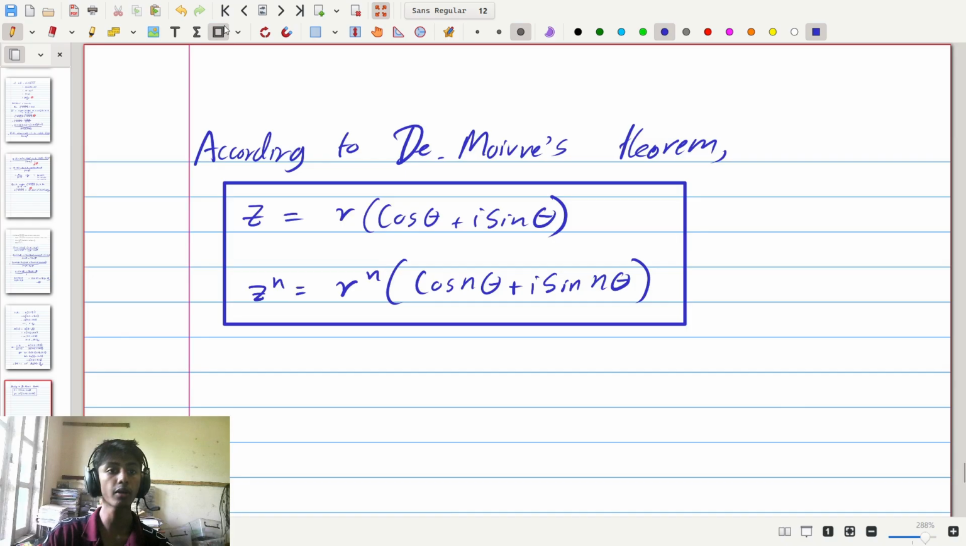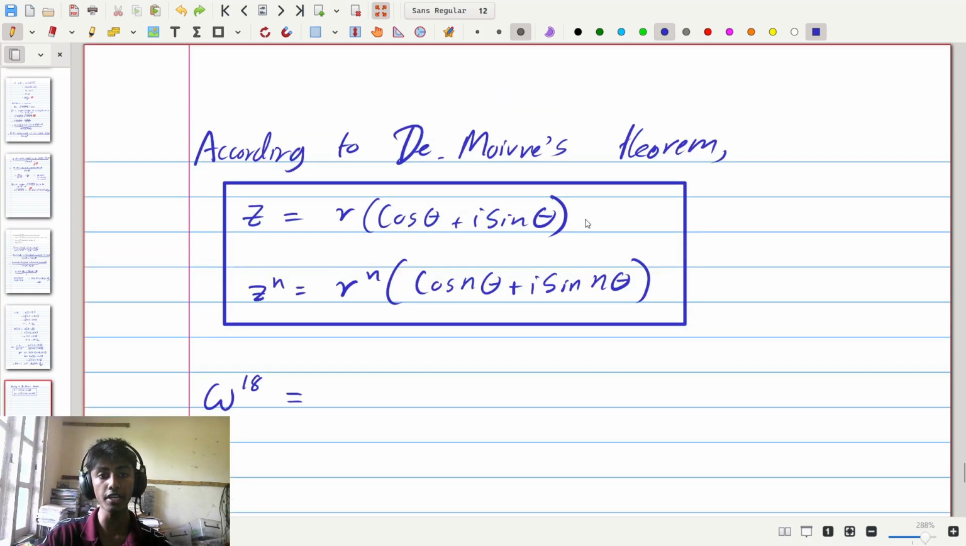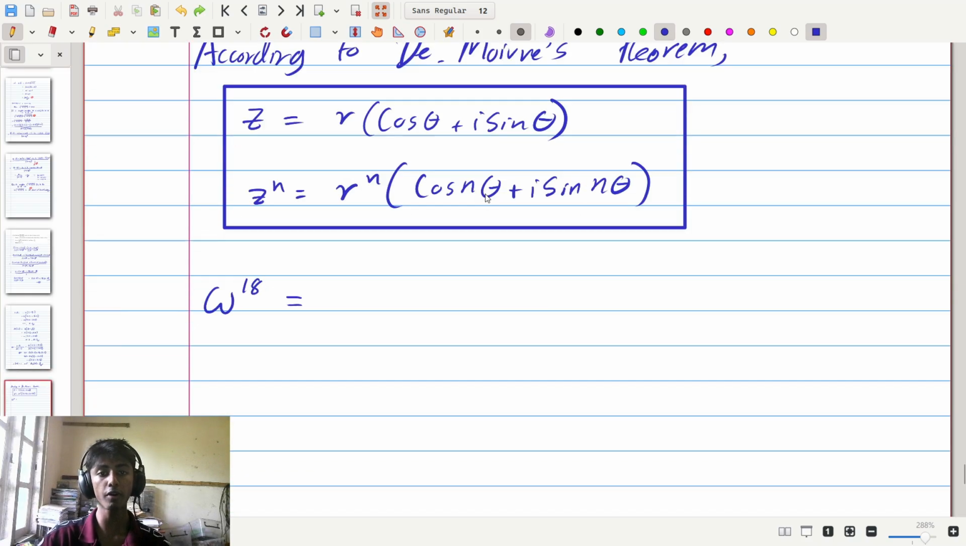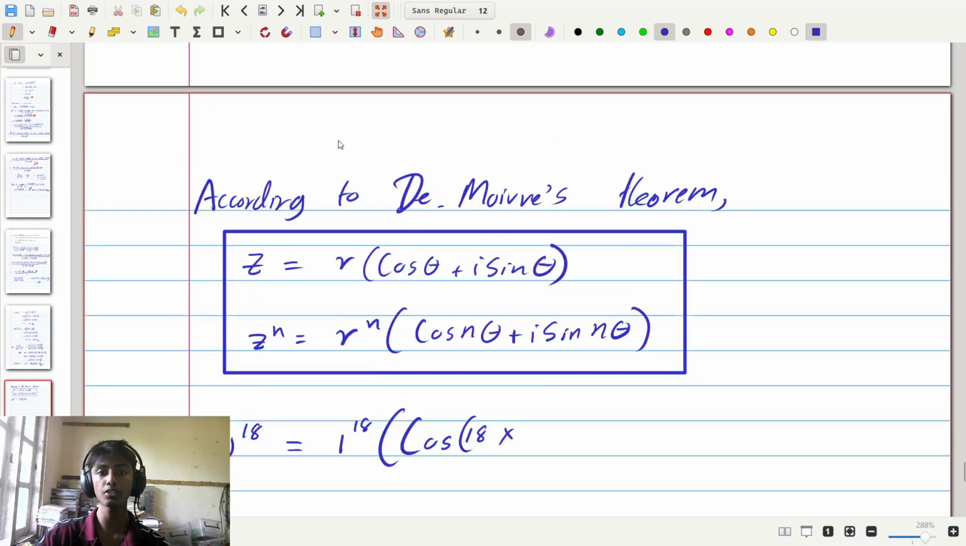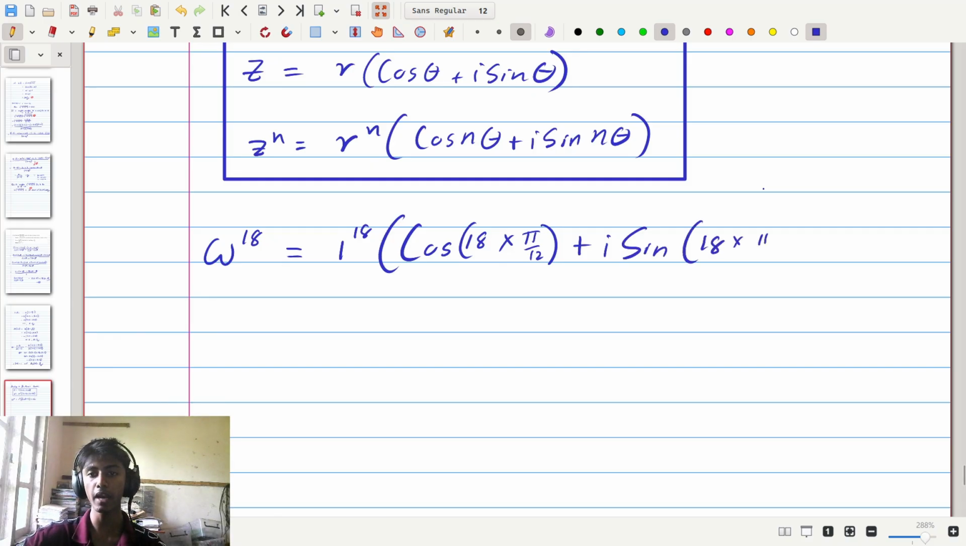And according to that, if we consider omega raised to the power of 18, that would be equal to r raised to the power of 18, which in this case is 1. So 1 raised to the power of 18 multiplied by cosine of n theta, which is cosine of 18 times the angle pi by 12, so 18 pi by 12, plus i sine of n theta, which is 18 times pi by 12. So this is the result we would get.